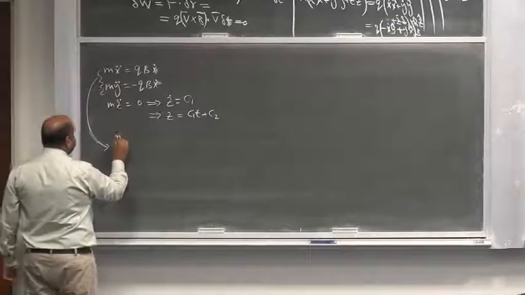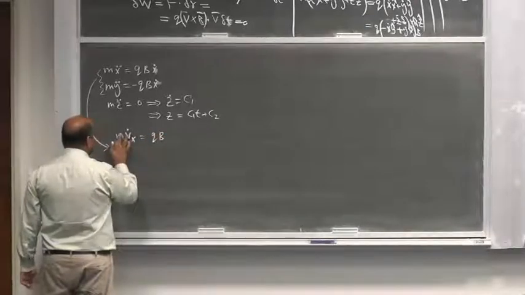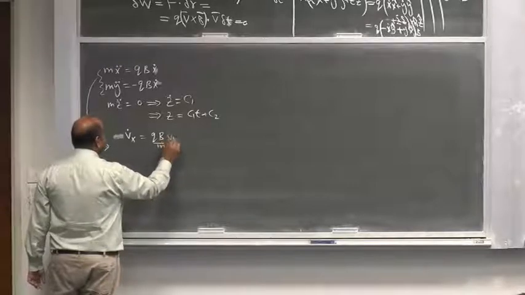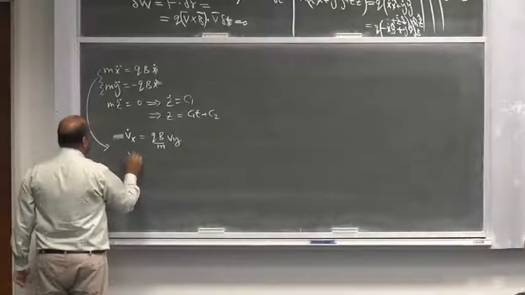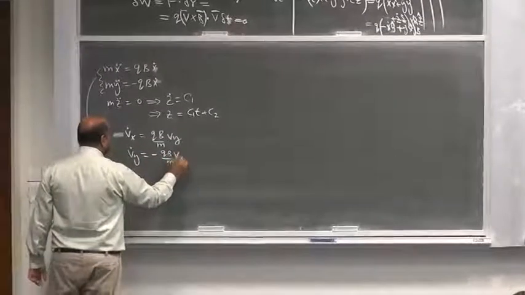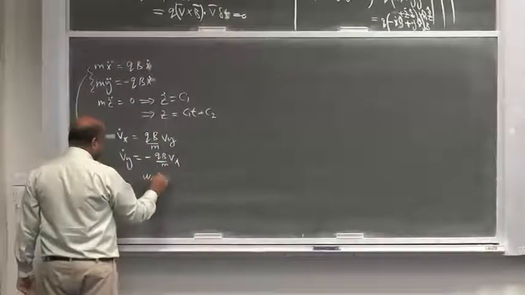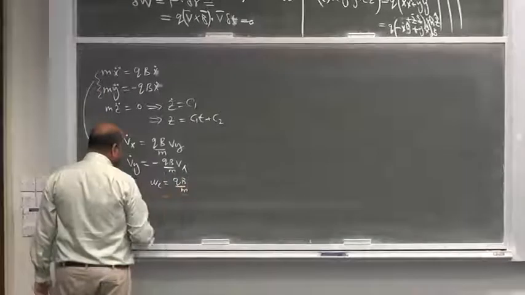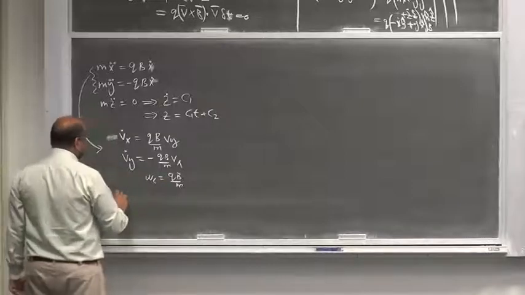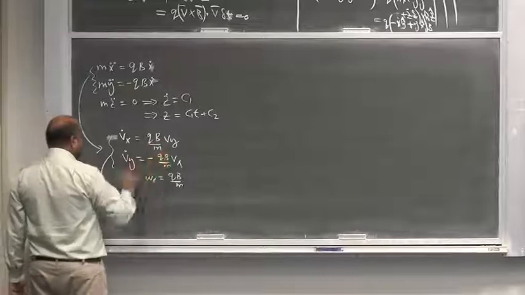Let me write them like this. So Vx dot is, let's take this M here, is Vy and Vy dot is minus this. And let's introduce a symbol for this factor because this will come in again and again. Let's call it QV over M. This is called cyclotron frequency. We will see why this name is given. So we have omega c here, omega c here.